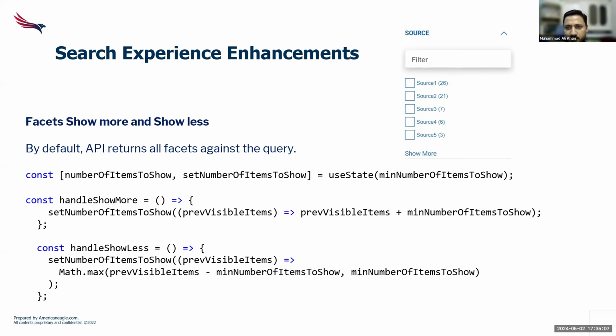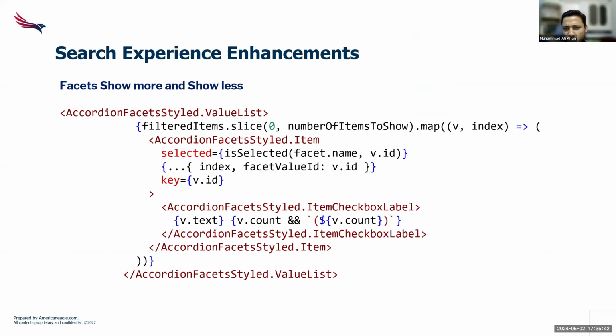If you look at the screenshot, five facet values are being shown. If you click show more, it will append five other facet values. In order to implement this, we utilized the state mechanism of React, and we created our own custom methods like handle show more and show less, which we further utilized on anchor tags. Like show more is basically an anchor tag.